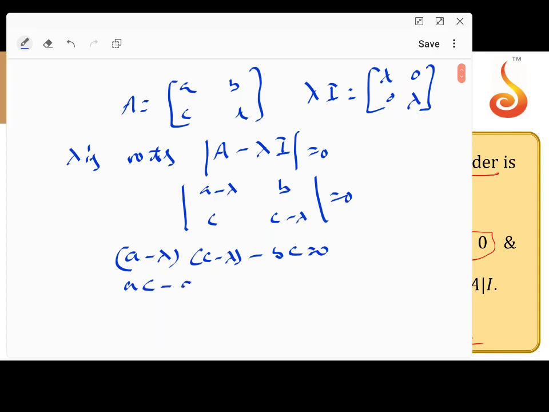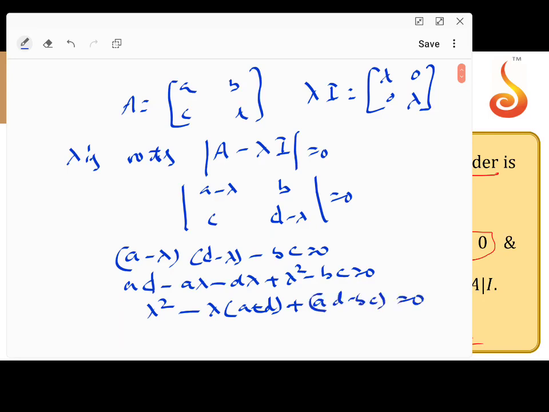So ad − aλ, so this is d, sorry, minus aλ minus dλ plus λ² minus bc equals 0. So first write λ² − λ(a + d) + (ad − bc) = 0. So λ is a root of the equation, meaning λ is one of the values of A. That means you can write A² − A(a + d). When you write the matrix equation, the constant term is multiplied by I, equal to O. This is originally 0, which is nothing but the null matrix.